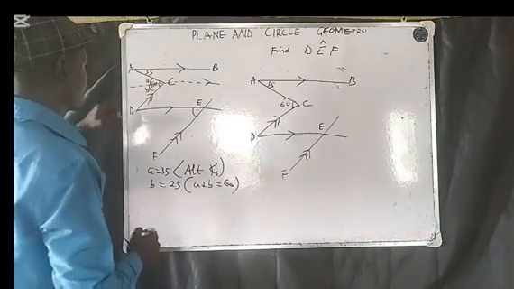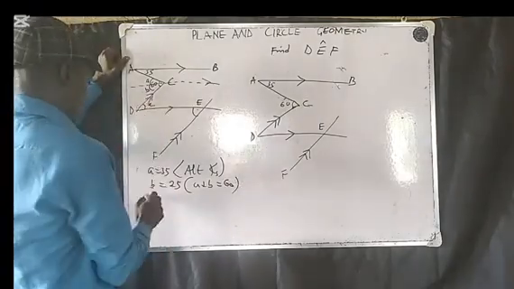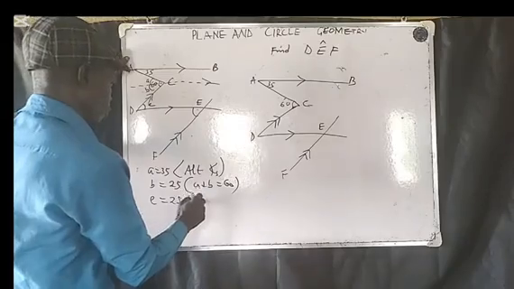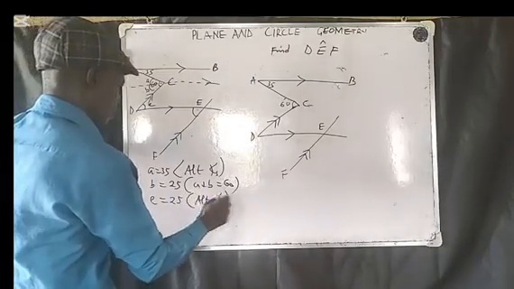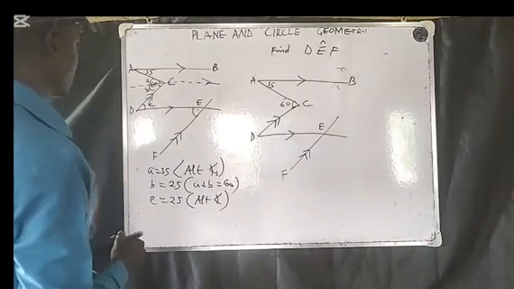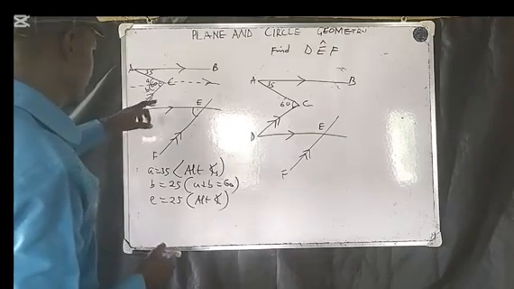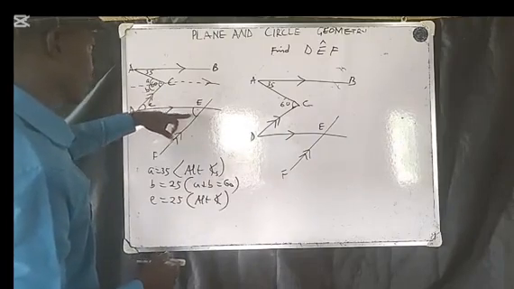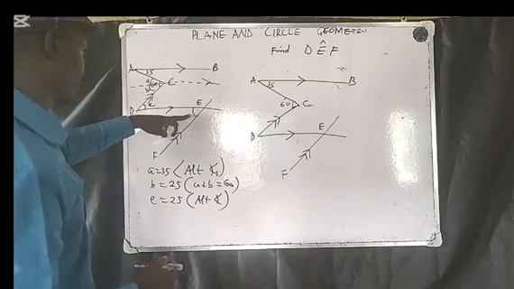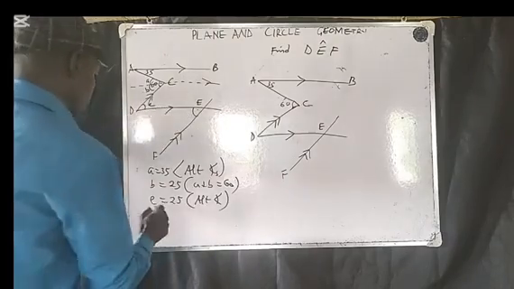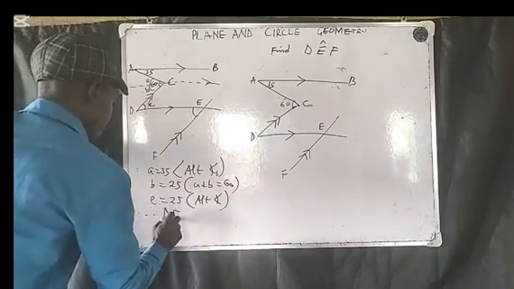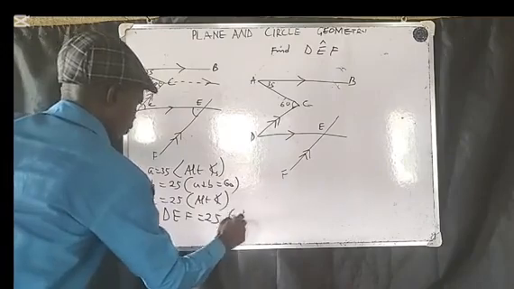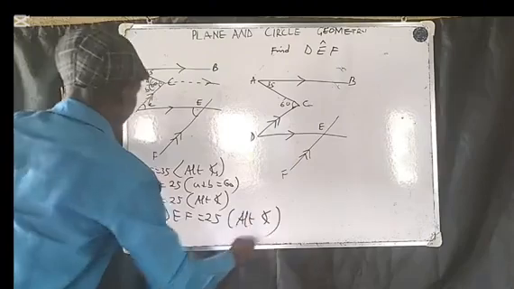And if B equals 25, let's call this place E. E will also be equal to 25, the reason being also alternate angles. If B is 25 and E is 25, then our DEF will also be 25, also alternate angles. Therefore, DEF also equals 25, the reason being alternate angles.